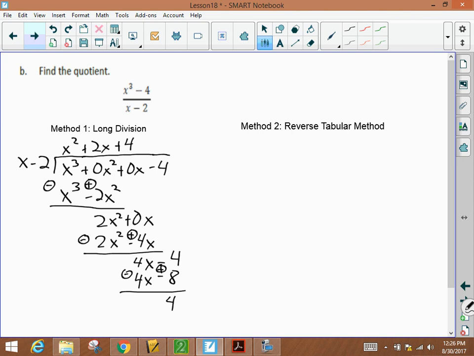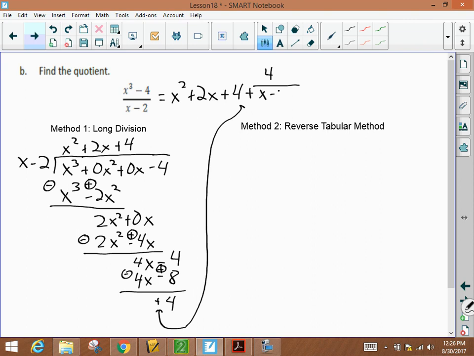Okay, so how do we express this answer? It looks like this: x squared plus 2x plus 4. And then I look at the remainder. What's the sign of this? It's positive. If it doesn't say it's negative, it's positive. So that means that I'm going to put a plus sign here, and then I'll write my remainder. My remainder is 4 divided by x minus 2. And the x minus 2 is just my divisor.